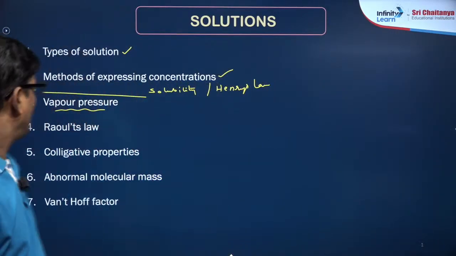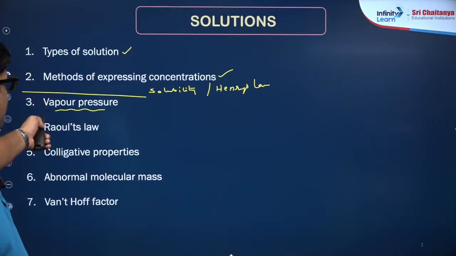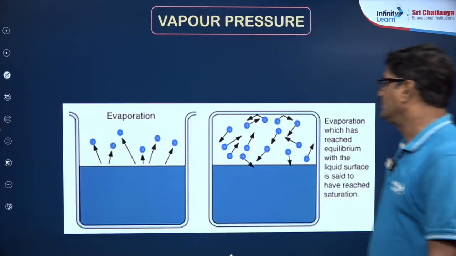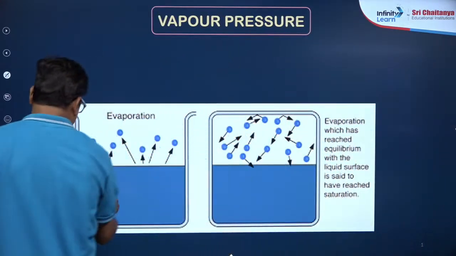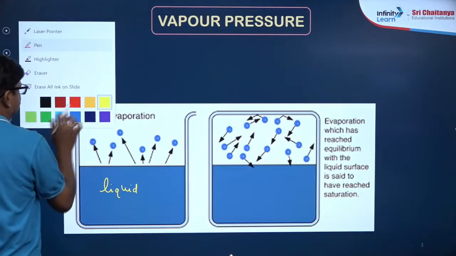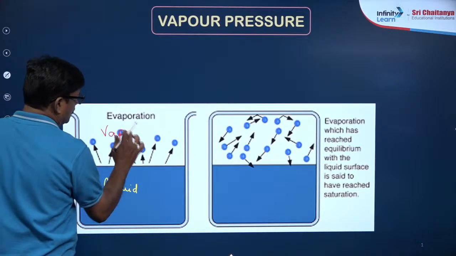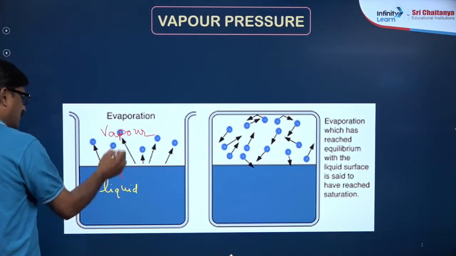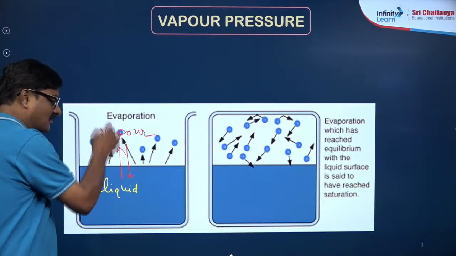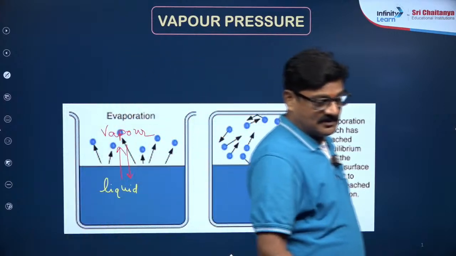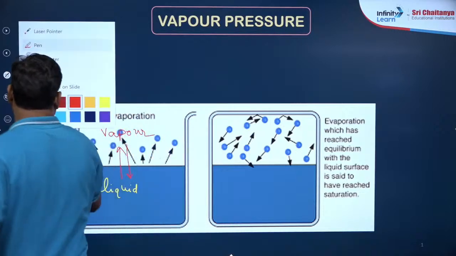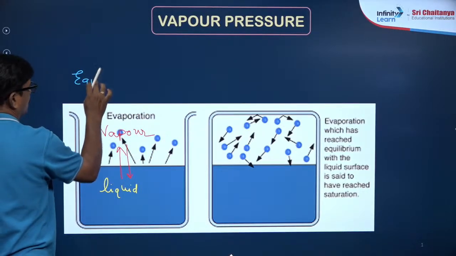So what is vapor pressure, and followed by that we will get into Raoult's law. This is vapor pressure. This liquid is converted into the vapor. This process is called evaporation. When the vapor condenses back to the liquid, that is called condensation, and between evaporation and condensation there is an equilibrium, called the state of equilibrium.